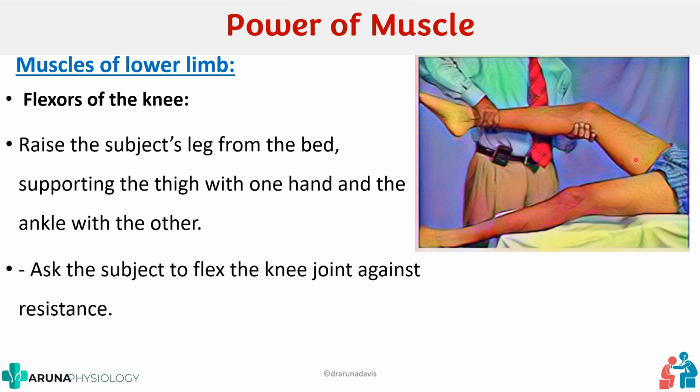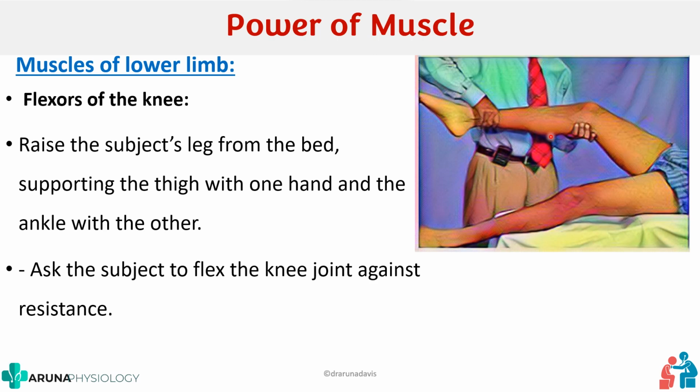knee joint against resistance. In fact, I would like to suggest a slight modification for this picture. This hand should be somewhat downwards. The knee joint should be free. So you can support it at this thigh region and then ask the subject to flex it against resistance. So that is how you can test for the flexors of the knee. So the basic point is first you have to extend the knee or raise the knee, support it at the thigh and the ankle region, and then ask the subject to flex the knee against resistance.